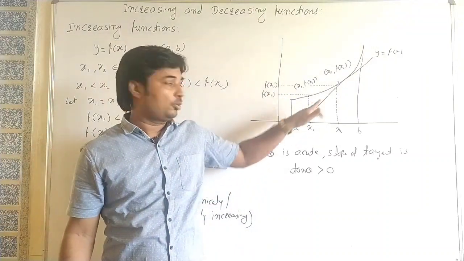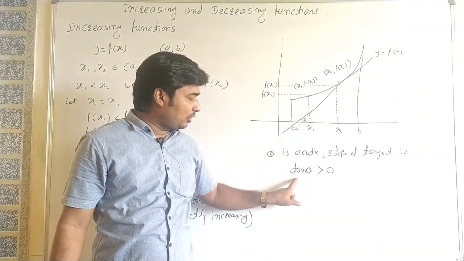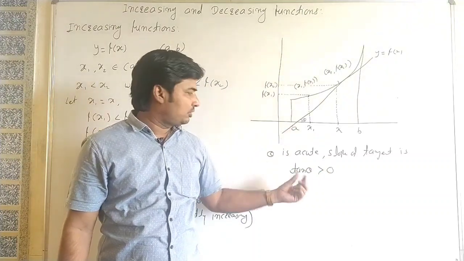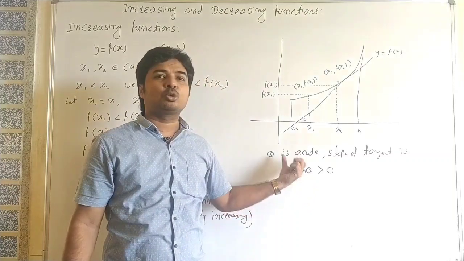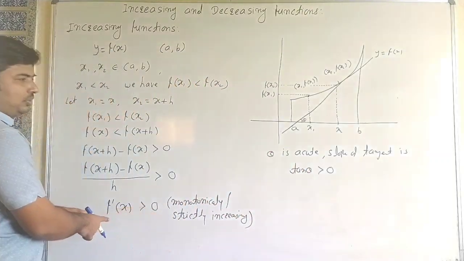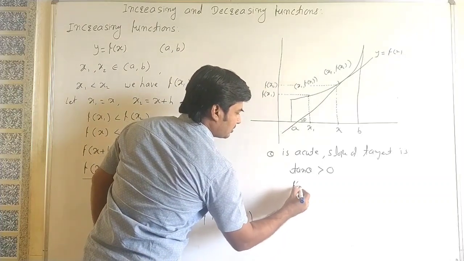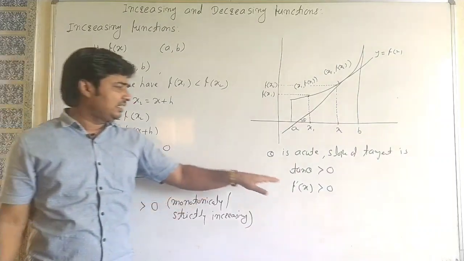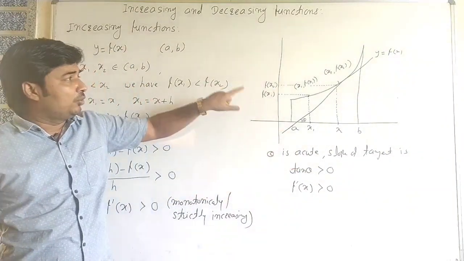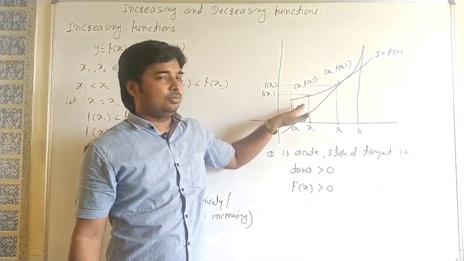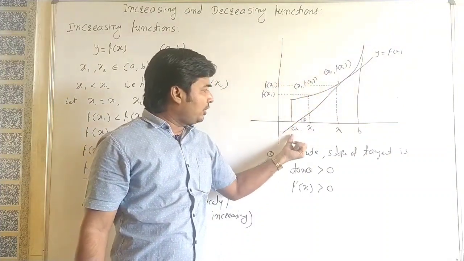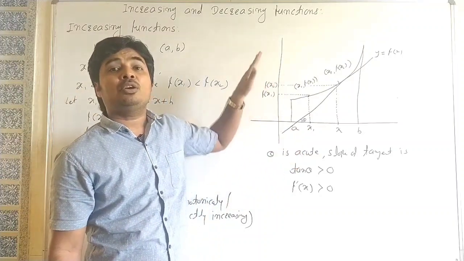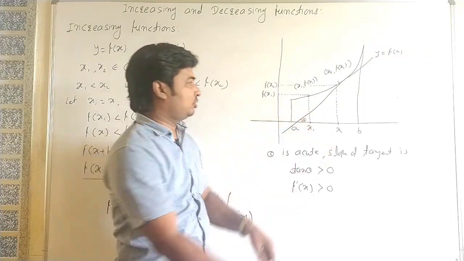That is the positive slope of an acute angle, and the tan value of the acute angle is greater than 0, and tan theta greater than 0 is the slope of line, and we know that the slope of line means f dash of x. Therefore f dash of x is greater than 0. Here it is strictly increasing or monotonically increasing. Here we can draw any tangent to the curve at any point in the interval a comma b. The tangent makes an acute angle with positive direction of x-axis.